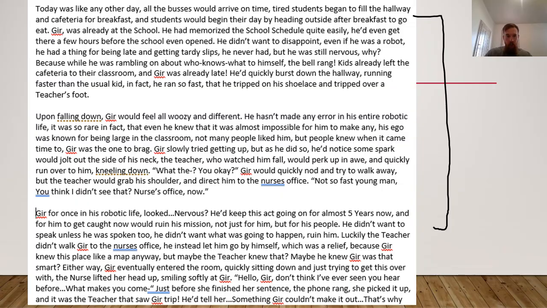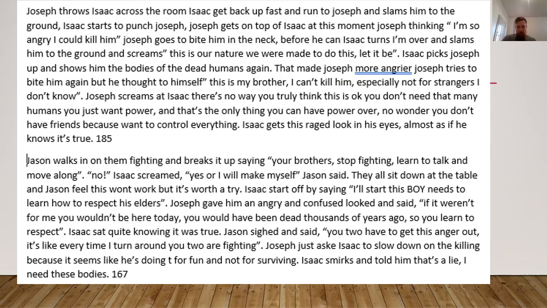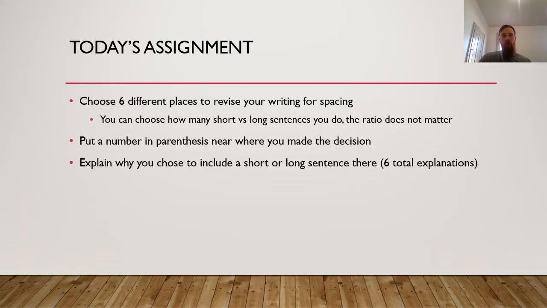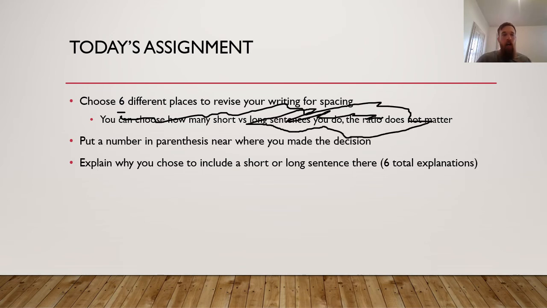We're seeing a lot of the block paragraphs. So that's our goal, to move away from that a little bit. So today's assignment, there's some that you're gonna have to show me, but also in the end product, you're gonna have to do it for your whole assignment, right? So for today's assignment, you're going to choose 6 different places to revise your writing for spacing. Sorry, this is a holdover from our last one. Ignore this second line here. I'm doing a terrible job of crossing it out. You're gonna choose 6 different places to revise your writing for spacing. You're going to put a number in parentheses to show where you made that decision and then explain why you chose it. So let me show you what that looks like in mine.